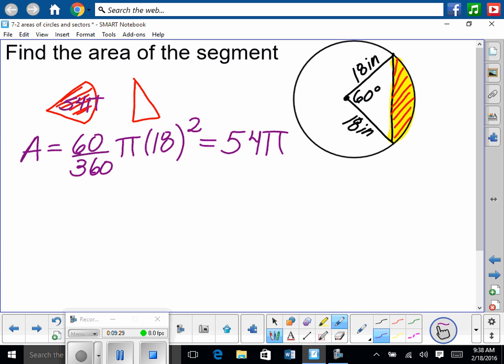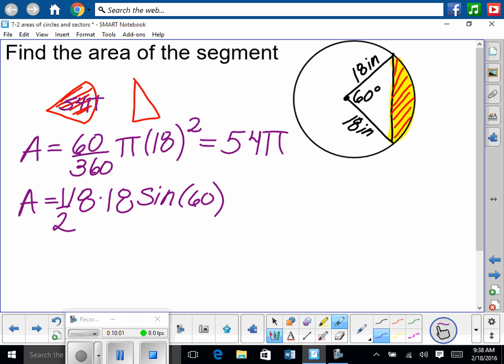Questions on that? Okay, so now, because we don't want the area of the full sector, we only want this piece, we need to find the area of that triangle. Is it a right triangle? No, right? Do you see the 60 degrees, people? Not right. But we can still find the area really easily: one half times side 1, which is 18, times side 2, which is 18, times the sine of the angle in between, which is 60. Make sure your calculator's in degree mode. So type it in: 0.5 times 18 times 18 times sine of 60.